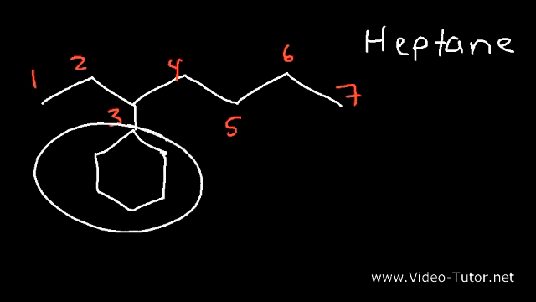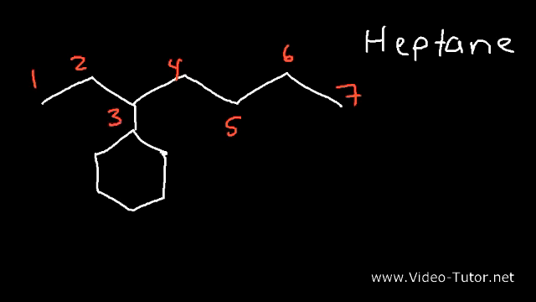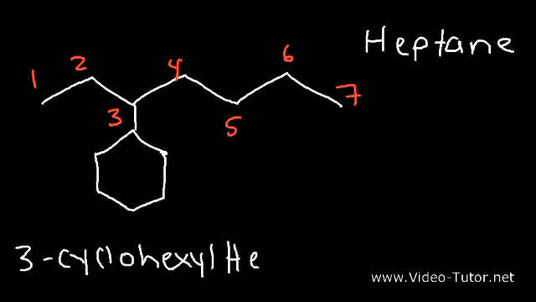So what do we call this as a substituent? We know the parent name for a 6-carbon ring is cyclohexane, but as a substituent it's called cyclohexyl, with a YL. So the name for this compound is 3-cyclohexylheptane.